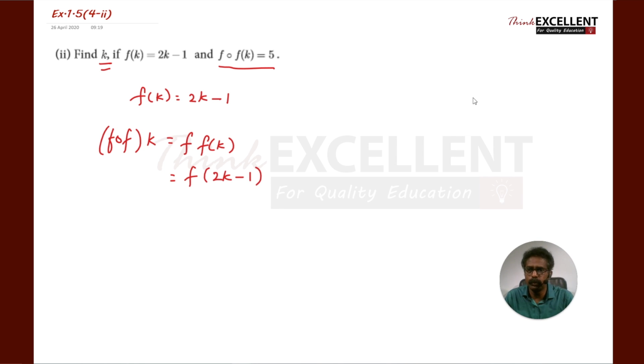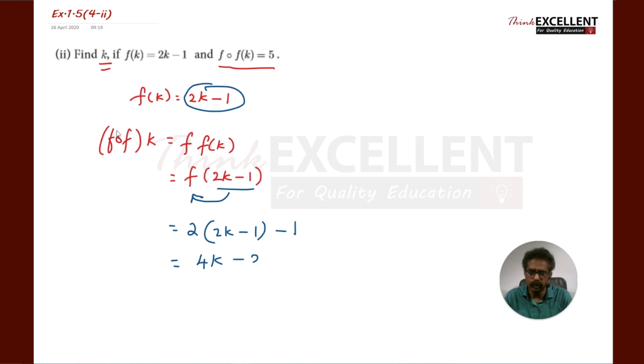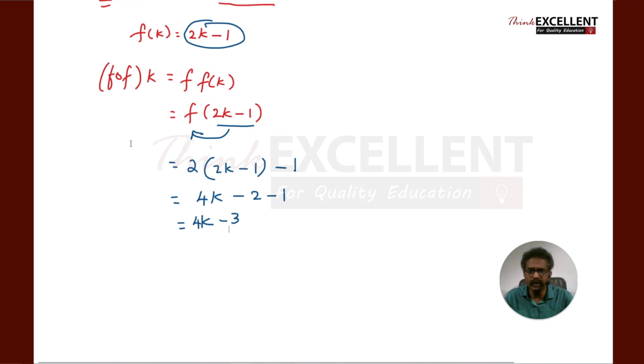Now, you have to put this 2k minus 1 in f. What is f here? F is 2k minus 1. So, 2k minus 1. Instead of this space, you have to put this value. What's the value? 2k minus 1. Expand it by 2, you multiply, 2 twos are 4. So 4k minus 2 into 1, 2 minus 1. So you are getting 4k minus 3.